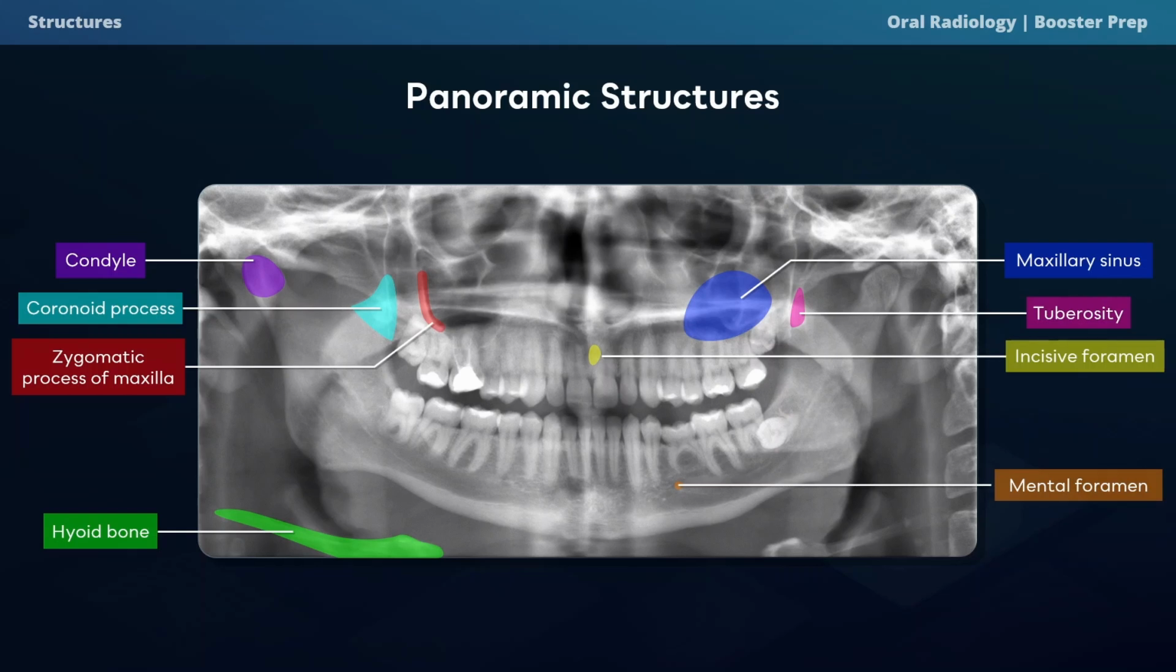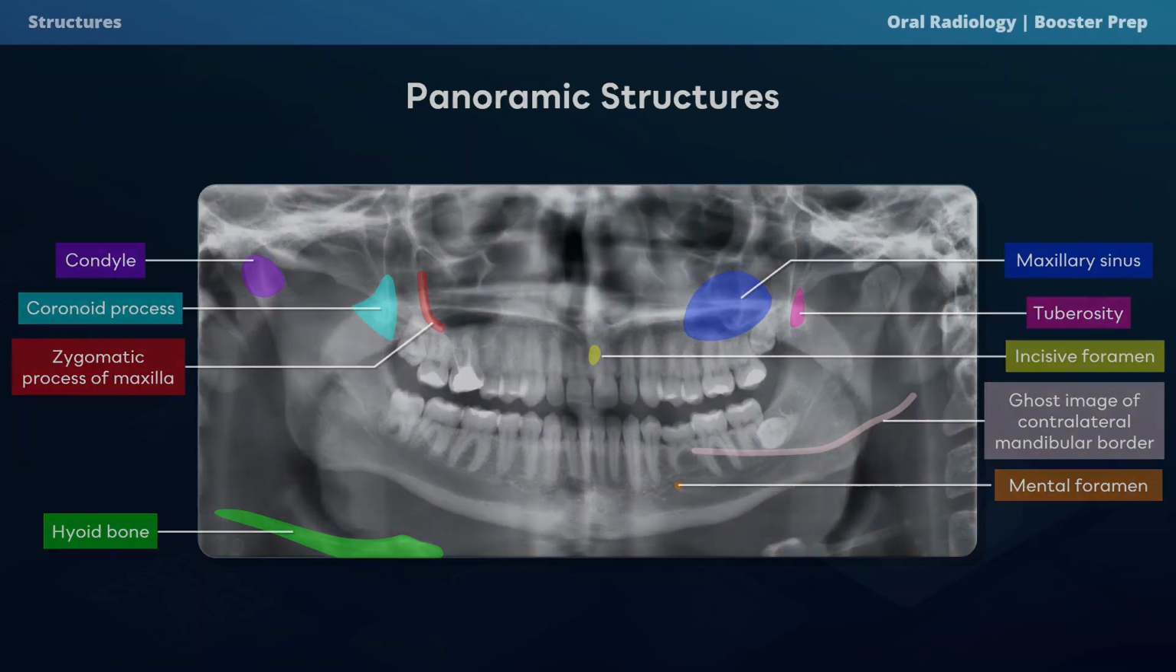Now, something that often trips people up is this faint horizontal line that shows up just below the molar roots. It's one of the most commonly misread features, and no, it's not a fracture or a pathology, it's actually just a ghost image of the opposite side of the mandible. Panoramics aren't just great for spotting normal anatomy, they can also help us catch dental anomalies and pathologies. So let's take a look at more of those in detail.